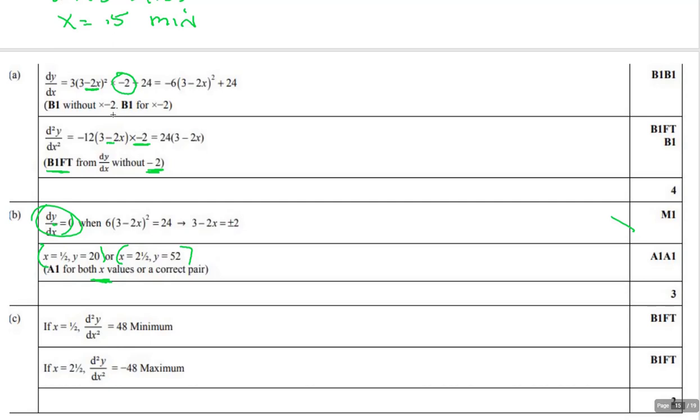And then here, in this last one, again, it's pretty straightforward. Follow through. That means if you screwed up the stuff here, as long as you find the second derivative of your derivative, and as long as this stuff makes sense, then you can get these points. And again, in this case, one was a maximum and one was a minimum. Keep in mind, it's positive minimum and negative maximum. All right?